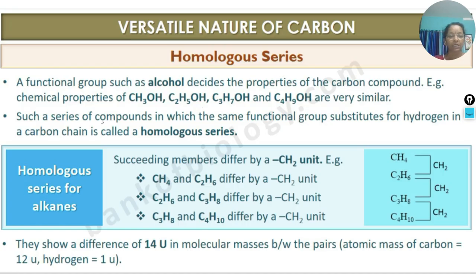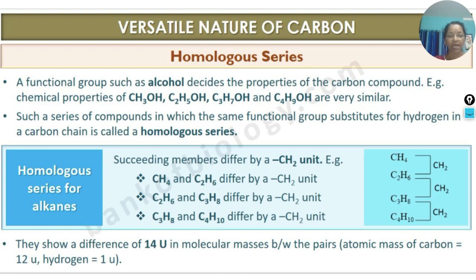This is a series of compounds having an OH group in it, and each member differs by a CH2. Such a series of compounds in which the same functional group substitutes for hydrogen in a carbon chain is called a homologous series. So this is the homologous series of alcohol: CH3OH, C2H5OH, C3H7OH, C4H9OH. These come under the homologous series of alcohols.